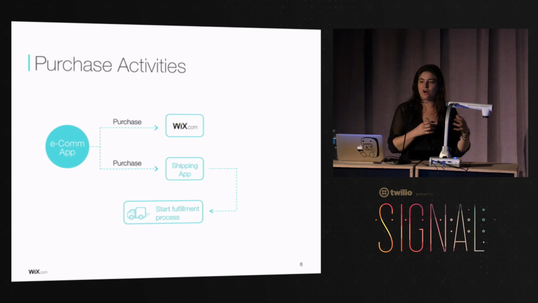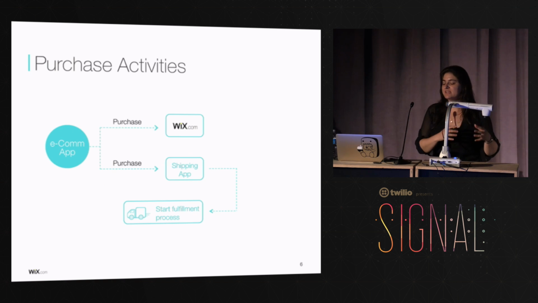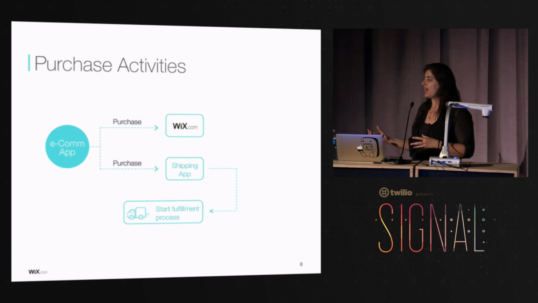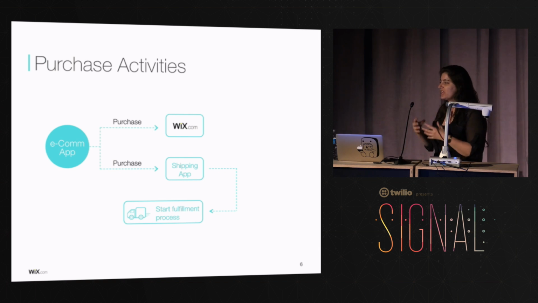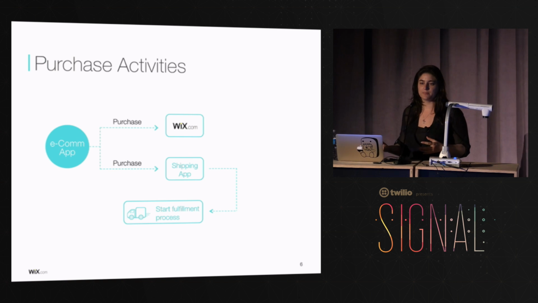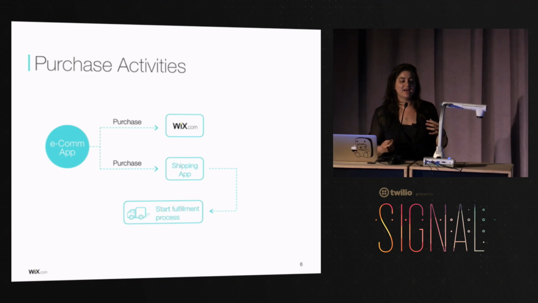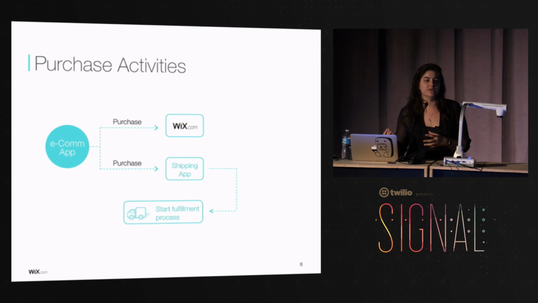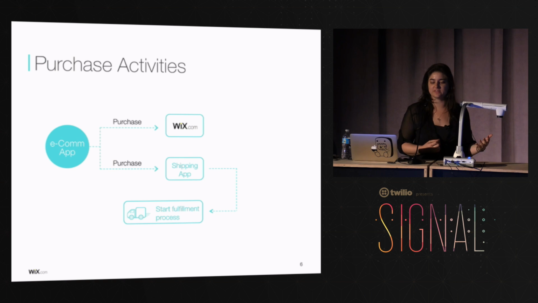If I have an online shop, it probably consists of some sort of e-commerce application, and it probably has a shipping application which takes care of the whole fulfillment process. If someone comes onto my site and makes a purchase, I want Wix's components to react. Wix has, for example, a newsfeed for the site owner to see everything that's going on their site. That's something that I want to be able to show the moment something happens on the site.